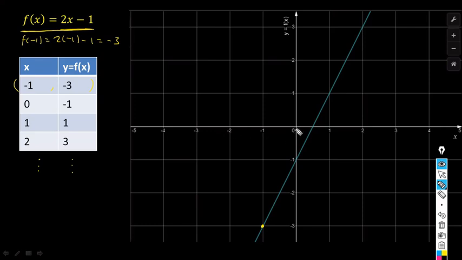Now the next point, 0 comma minus 1. So you get this point, you see? And I could go on forever. 1 comma 1 is this one. 2 comma 3 is this one. And if I did the same for a lot of numbers, I would progressively fill this line, okay, all of this. So this is said to be the graph of this function, f of x equals 2x minus 1. And that's how we graph a function.